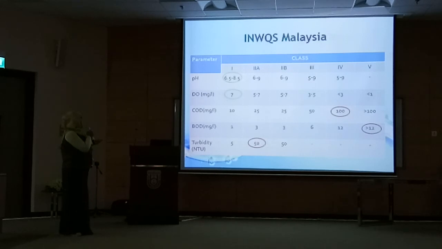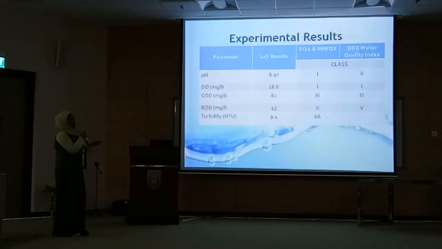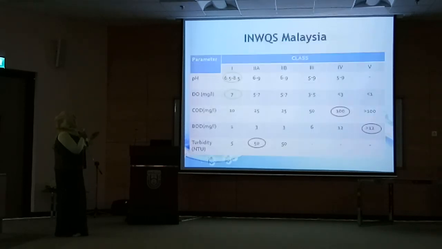DO is 7. Our DO is quite high, 18.6. That means dissolved oxygen is really high in this water, which is a very good sign for water quality. And COD is less than 182 mg per liter, and BOD is 43 mg per liter. So they are under class 4 and class 5. That means the water was quite highly polluted. Turbidity was less than 50, so the water also was cloudy.